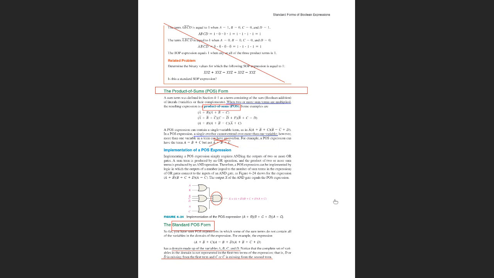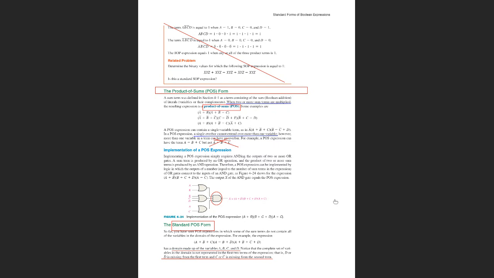As it was in SOP form, we have a standard POS form. So you remember that the standard refers to the number of variables in the prime expression. In SOP, it was the number of variables in the products. Now, when it comes to sums, the standard POS form requires that every sum includes all variables.